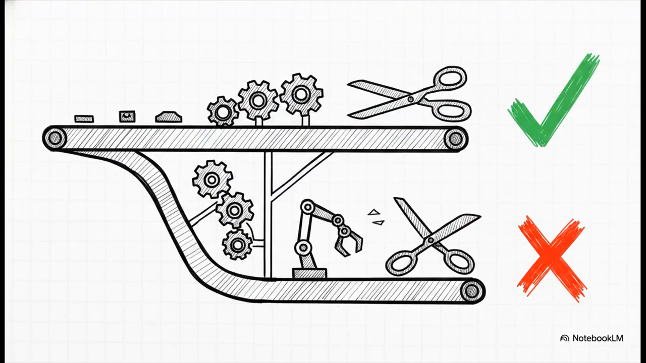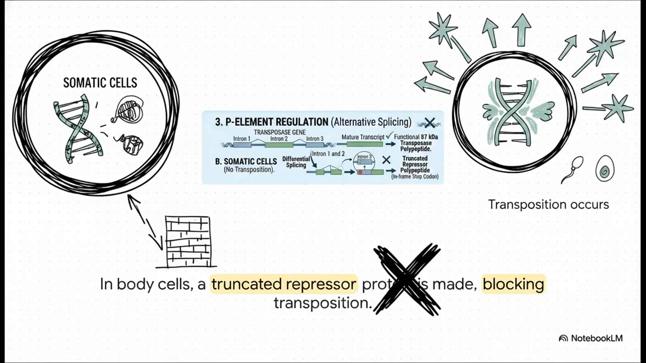The first strategy is absolutely fascinating because it's all about controlling the scissors themselves. The cell can basically choose whether it wants to make a functional enzyme that can do the cutting or a broken one that just gets in the way. It's called alternative splicing, and it's a slick way to regulate transposition before it can even get started. And this is just brilliant.